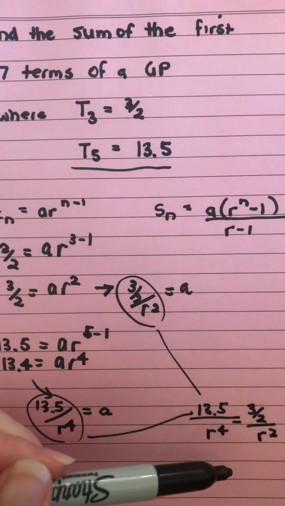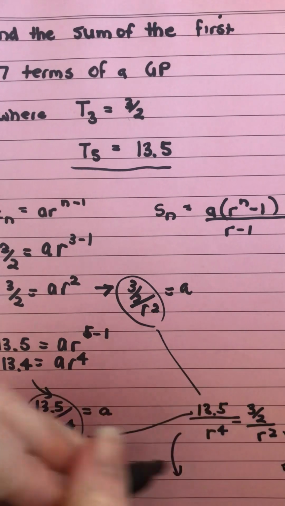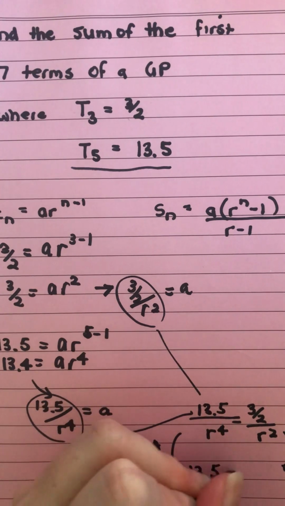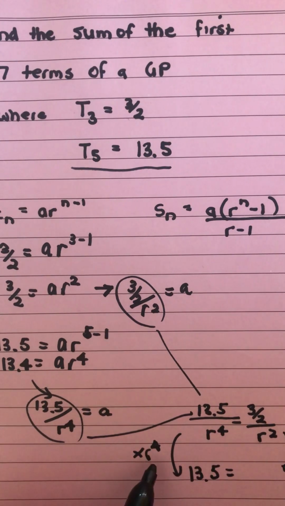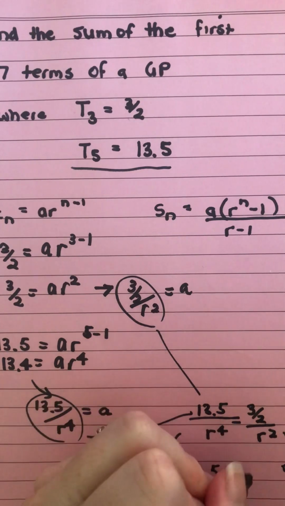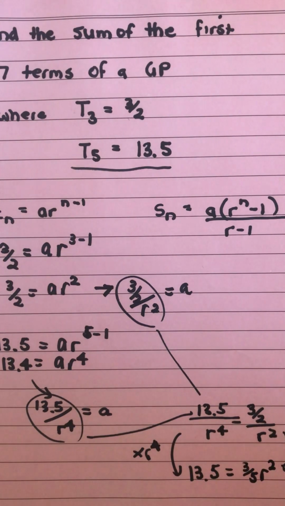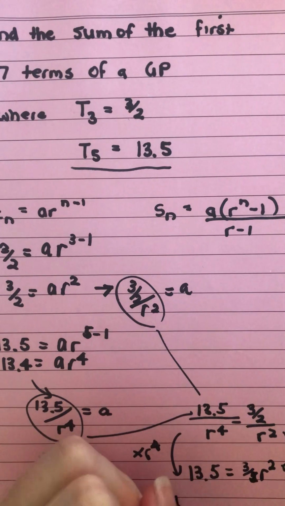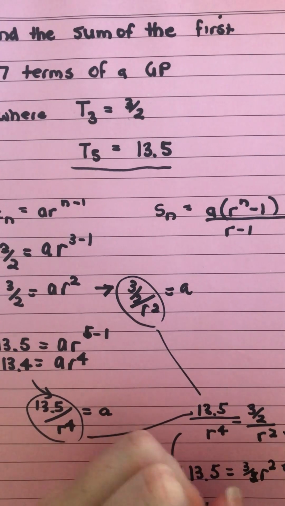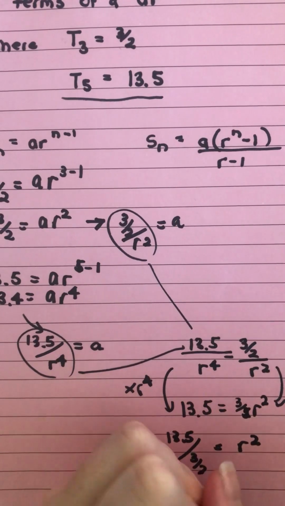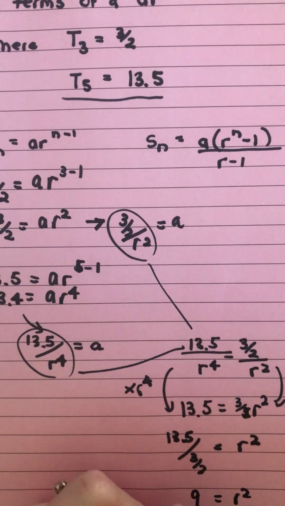Now, to get rid of those R's on the bottom, we're going to multiply both sides by R to the power of 4. So obviously that will cancel out the R to the 4 there, and we'll get 13.5. But here, when we do by R to the power of 4, we'll cancel out the R squared on the bottom, but we'll be left over with R squared on the top there. Then we are going to do our 13.5 divided by 3 on 2 to get what our R squared is. And when we do that, we get 9. So if R squared is equal to 9, then R must be equal to 3.